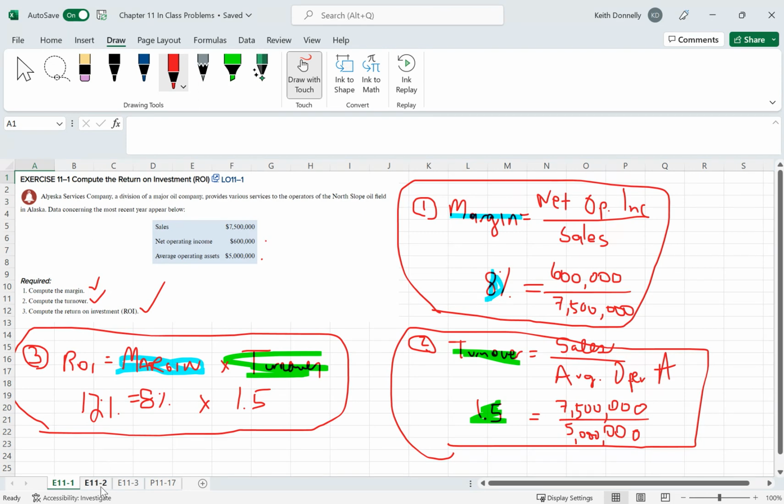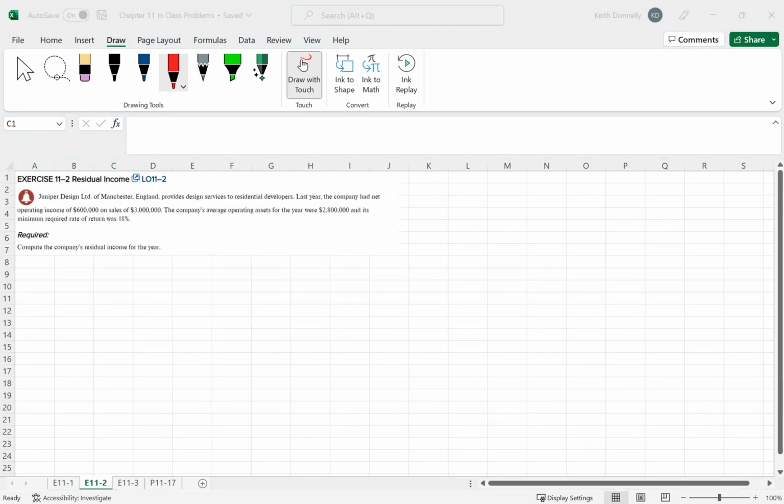All right, let's move on to exercise 11.2. So we have Juniper Design Limited of Manchester, England. They provide design services to their residential developers. Last year, the company had net operating income of $600,000 on sales of $3 million. The company's average operating assets for the year were $2.8 million, and its minimum required rate of return was 18%. They want us to calculate the residual income for the year.